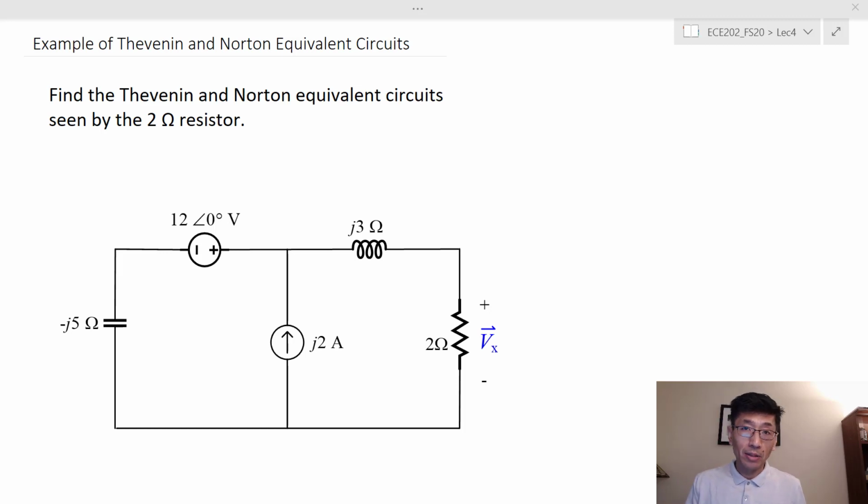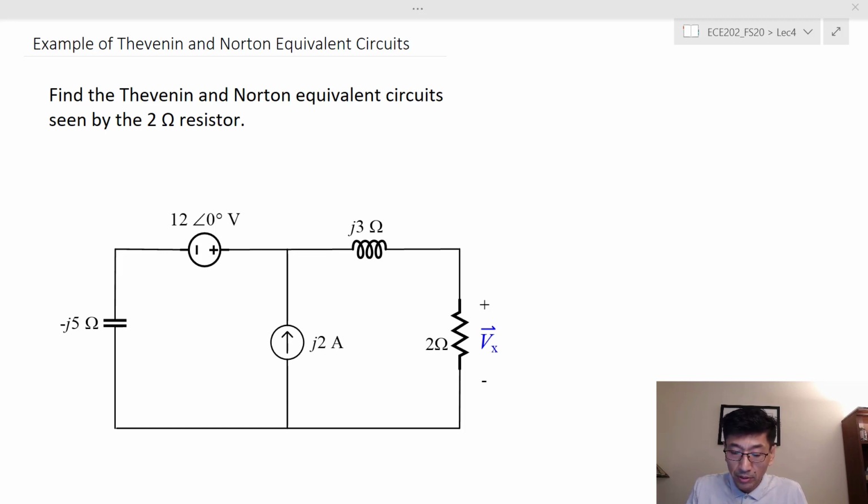Let's look at an example of how we can find the Thevenin and Norton equivalent circuit. Here I have the circuit, the same as the one I used for the superposition. Here I'm illustrating the process. We have a little more complicated circuit.